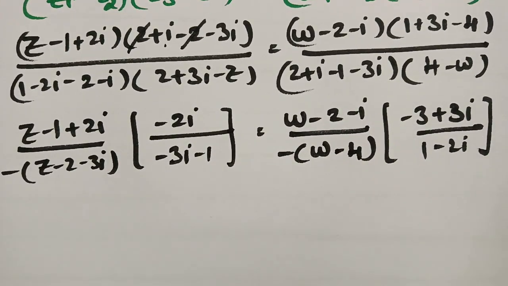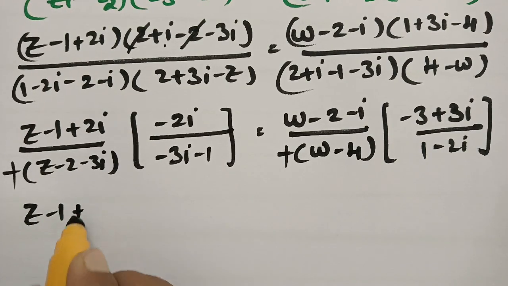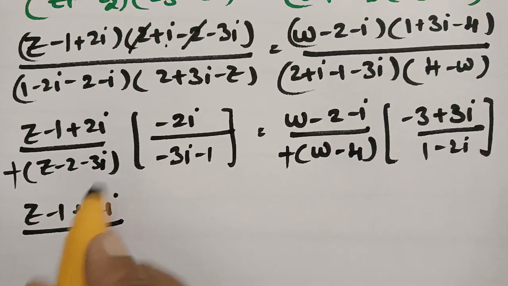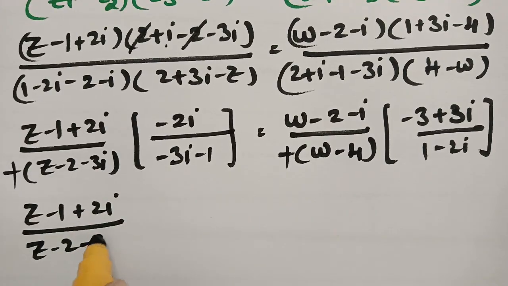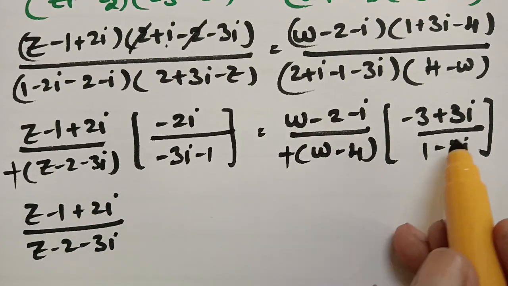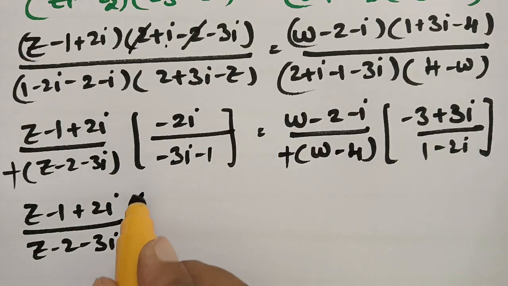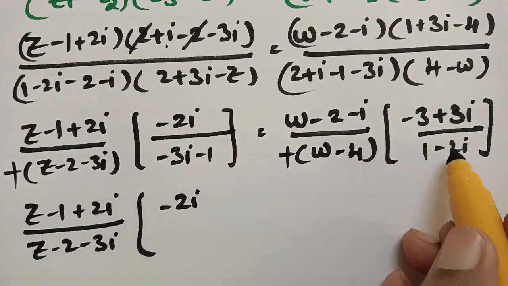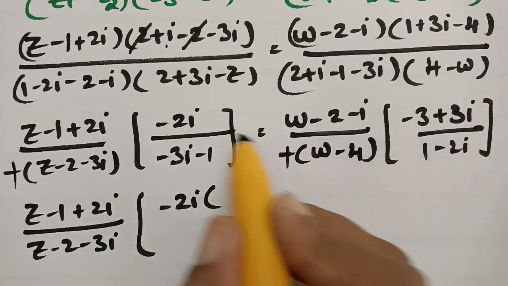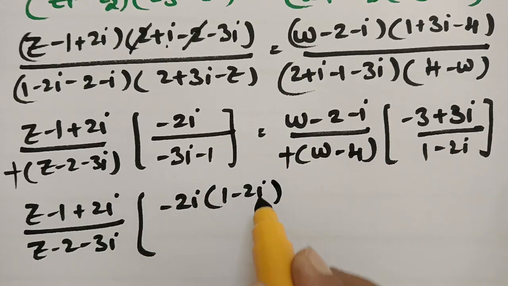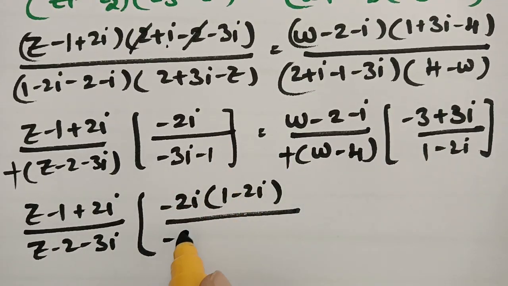Now see here. So this minus and this minus I can cancel, and this value is (z minus 1 plus 2i) divided by (z minus 2 minus 3i). And see here, I am bringing all these terms to the other side, constants to the other side. This is 2i times of. So if I bring it to the other side, this will be 1 minus 2i. So here this is minus 3i minus 1 into.